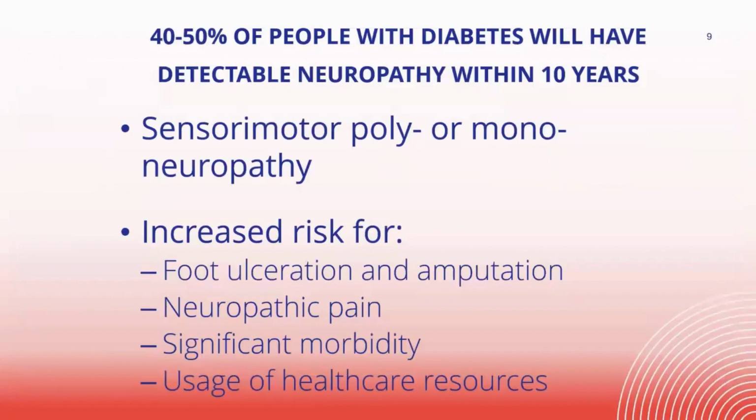Around half of patients with diabetes at a duration of 10 years of the disease will have diabetic neuropathy. This neuropathy will be sensorimotor, poly or mononeuropathy, and we have a group of patients having neuropathy which is also more than 50% of those patients, where they will have foot ulceration, later on amputation, neuropathic pain, significant morbidity and mortality, and use of polypharmacy and various types of healthcare resources.